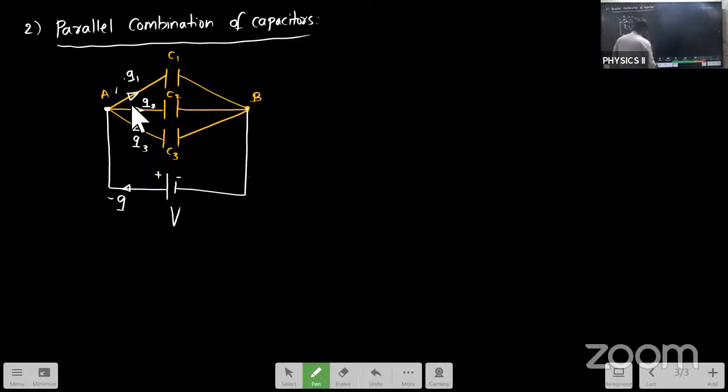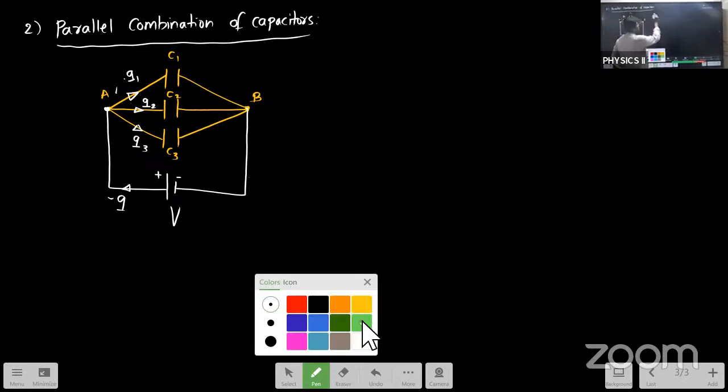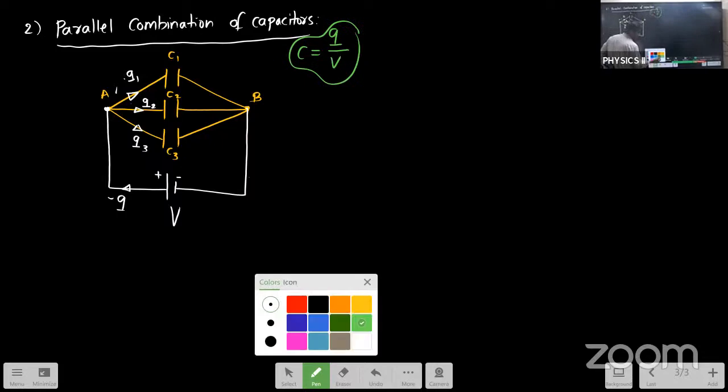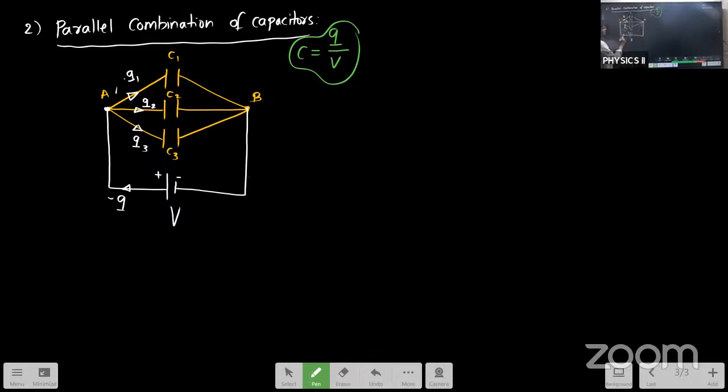Now we know the formula for capacitance. What is the formula for capacitance? C is equal to Q divided by V. Now everyone see here, what is the total charge here? The total charge Q is getting divided into three components, Q1, Q2, Q3, which are flowing across the capacitors C1, C2, C3. So what will this become? Q is equal to Q1 plus Q2 plus Q3.